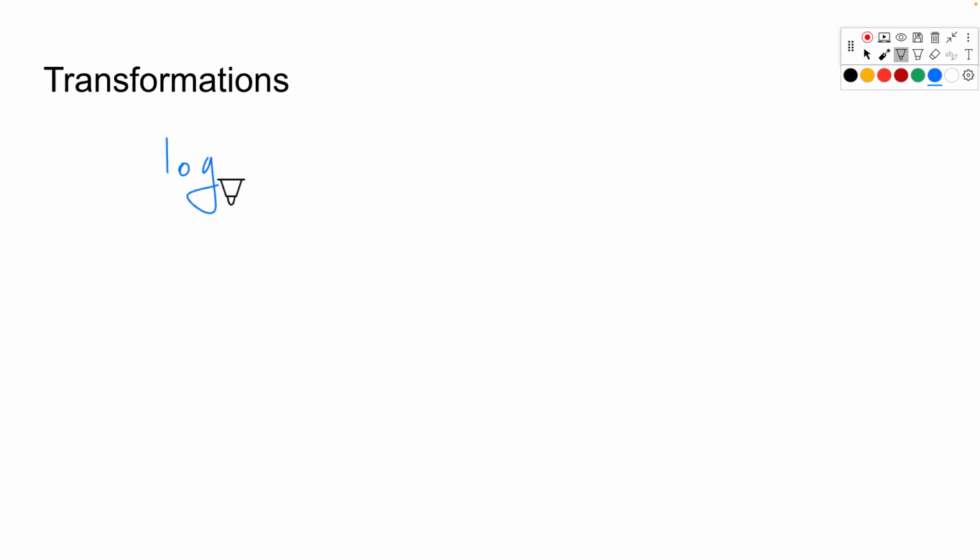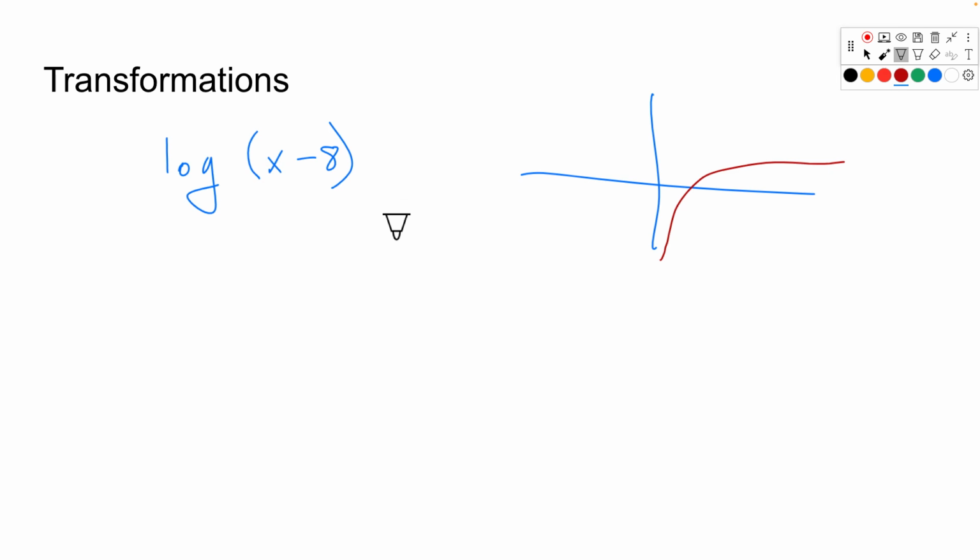If I had the log, and I'll just do base 10, so log of x minus 8, thinking about what the logarithm graph looks like, right? We found that it looks something like that. What will this new one look like? What does x minus 8 do to the graph? Does it move it up, down, left, right?